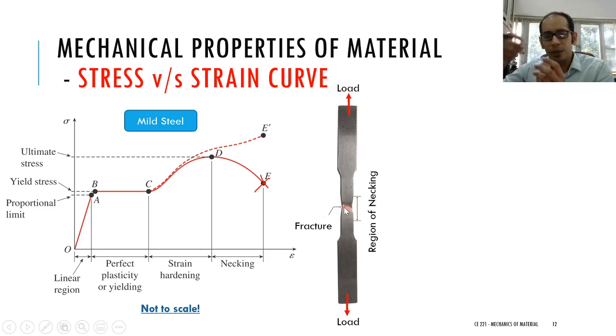Now imagine, while you are stretching, what essentially happens? If I am stretching, the original area keeps on reducing slowly. So this particular curve, the solid red line that you see over here, is known as the nominal line. Nominal meaning that regardless of the reduction in the area, you divide the load by the original area when it was undeformed.